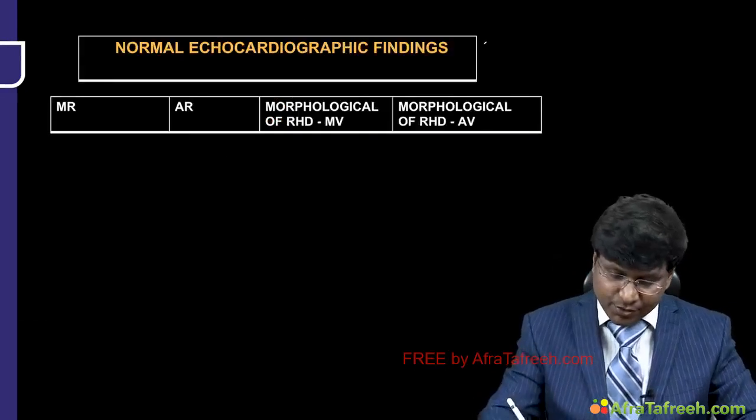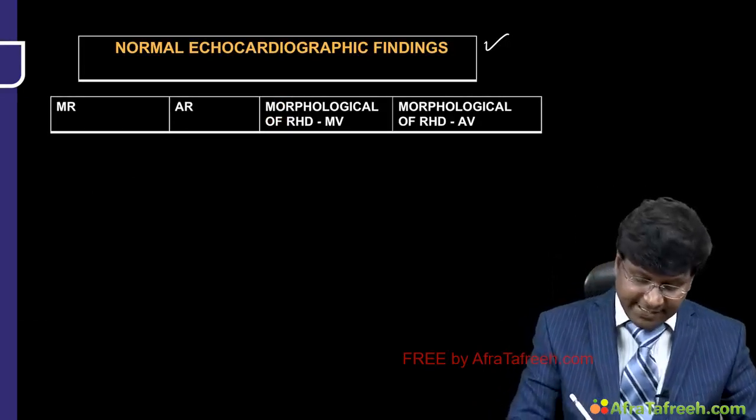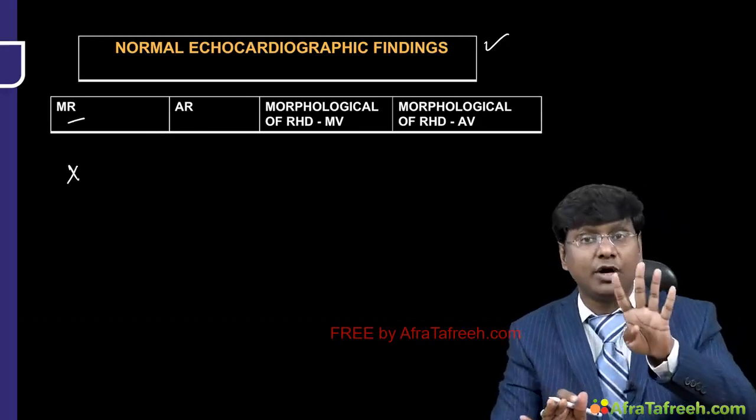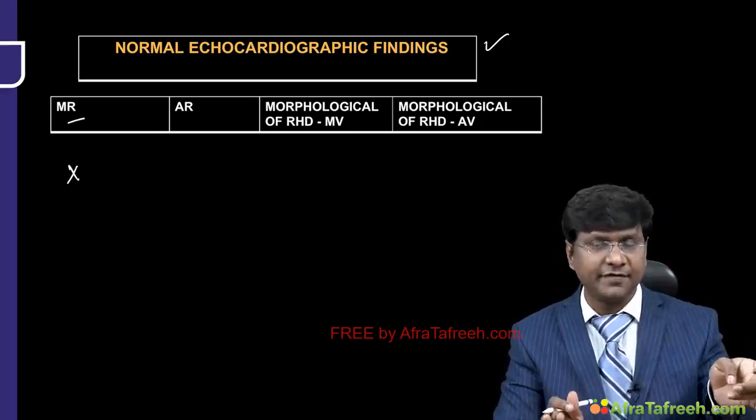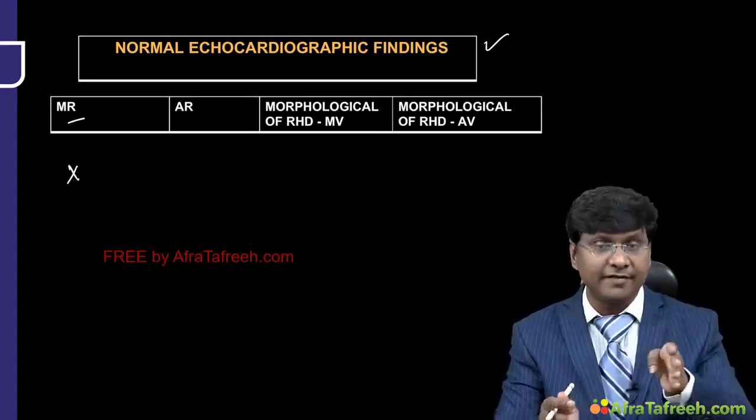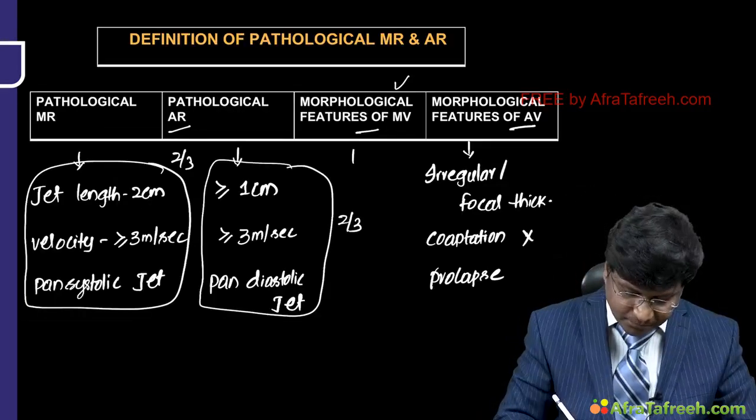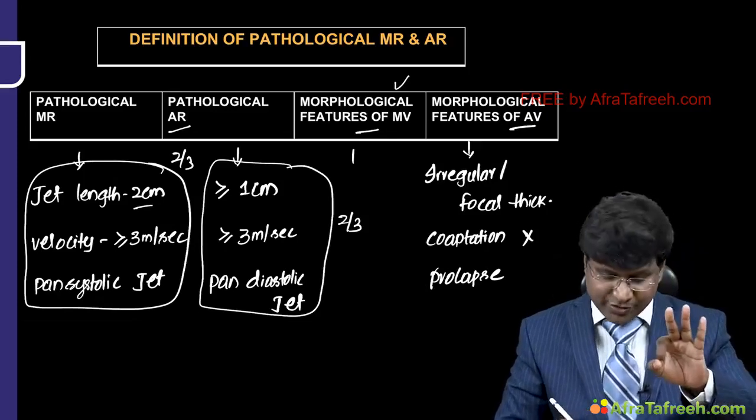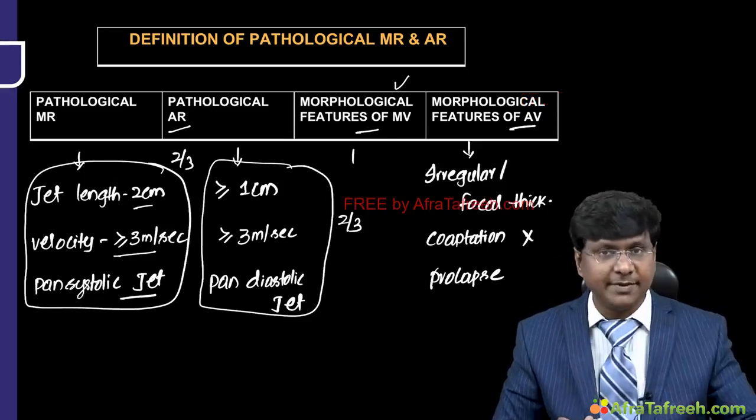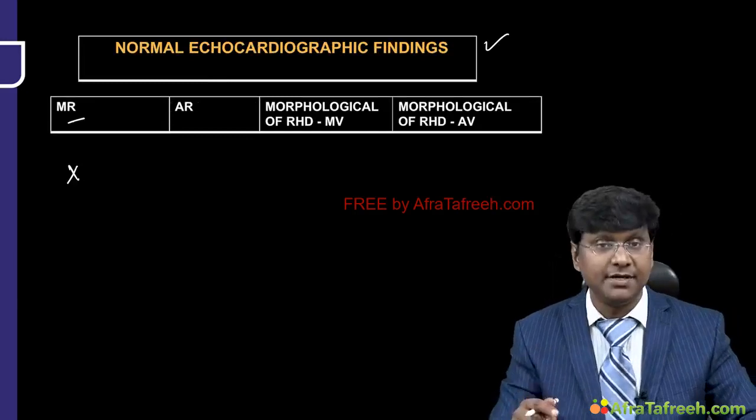Then next, you should know when to call a normal echocardiographic picture. Here MR will be there, but does not meet the Doppler criteria. We were just discussing the 3 criteria for MR, I'm sorry, 3 criteria: jet length 2 centimeters, velocity more than or equal to 3 meters per second, pansystolic jet. That will not be there. This is for normal echocardiography.